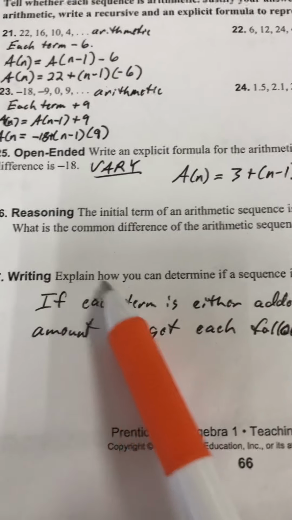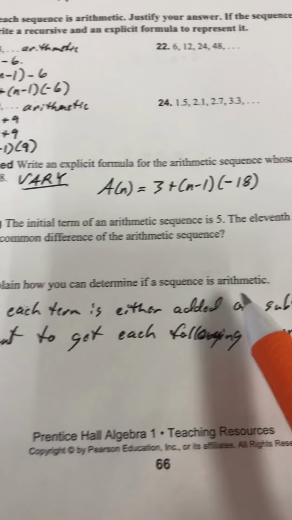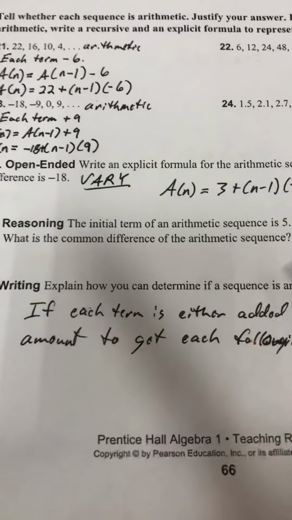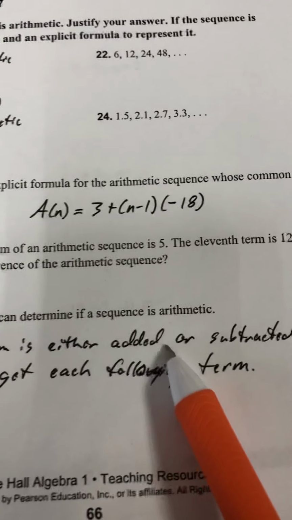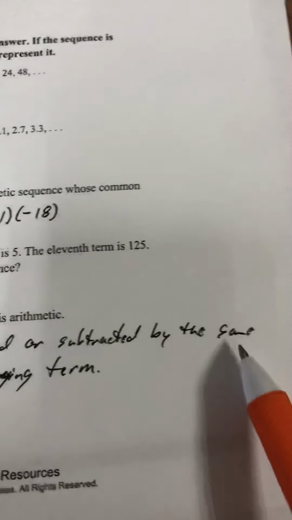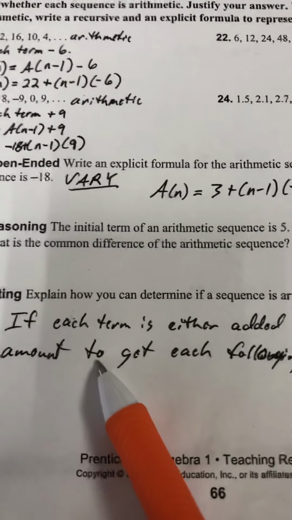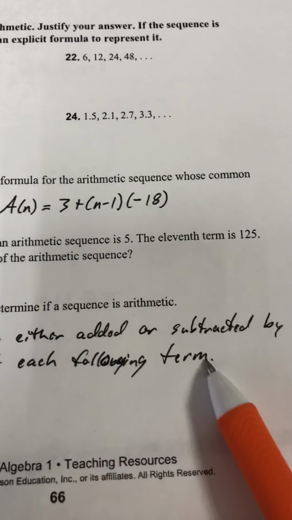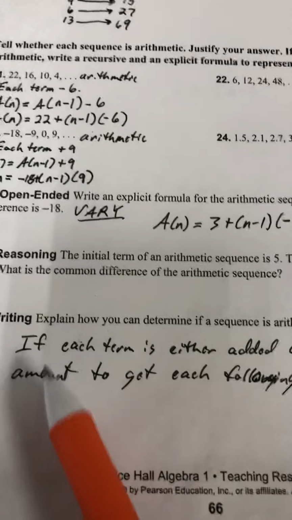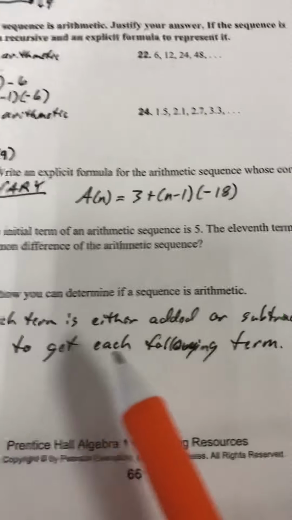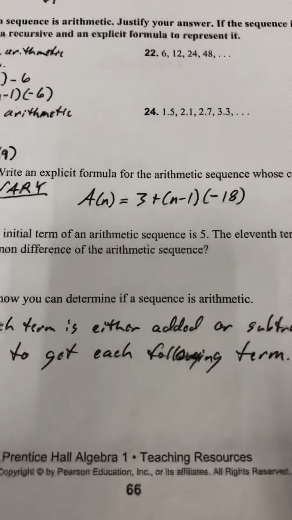27, explain how you can determine if a sequence is arithmetic. Basically, my writing is sloppy, I know, but let me read it to you. If each term is either added or subtracted by the same amount to get each following term. You might want to use consecutive instead. So each consecutive term is added or subtracted by the same amount. That would be an easier way to say it.